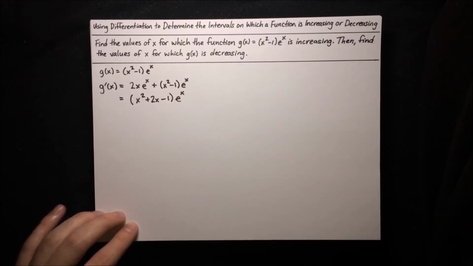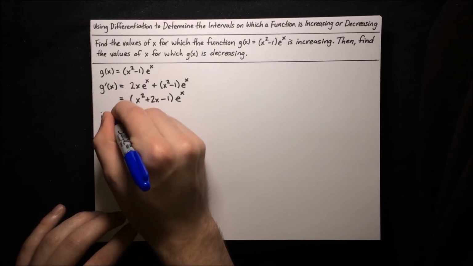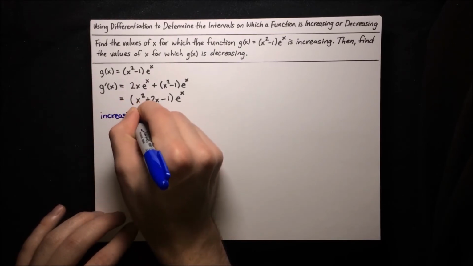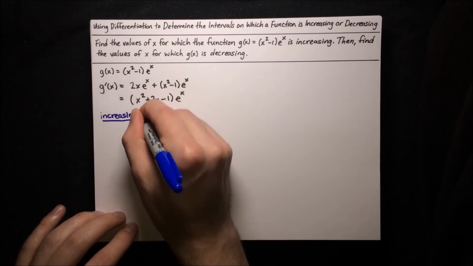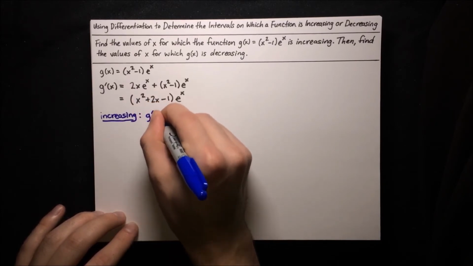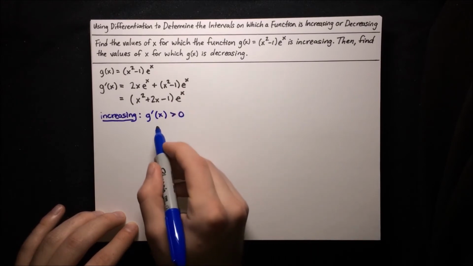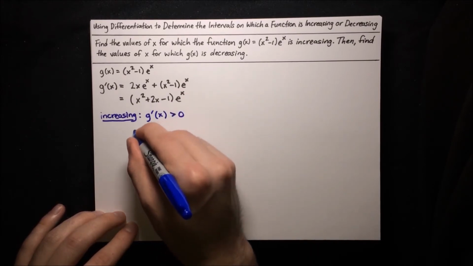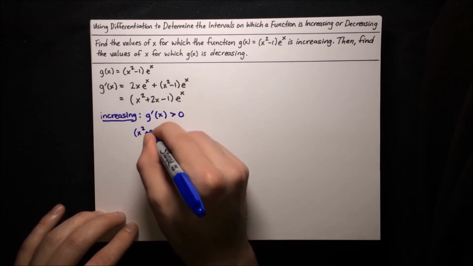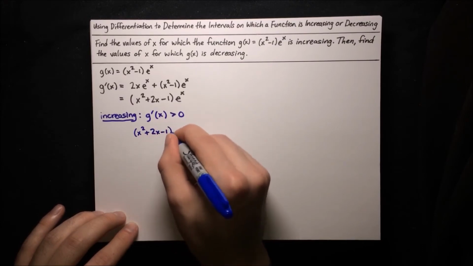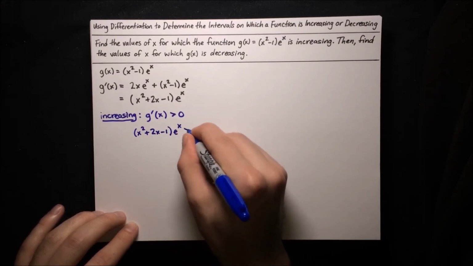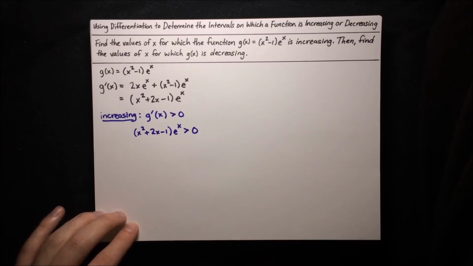Now again, to find where g of x is increasing, we want to find where the derivative, g prime of x, is greater than 0. So subbing in our expression here for the derivative, we have x squared plus 2x minus 1 times e to the x has to be greater than 0. And wow, that looks like a difficult inequality to solve.